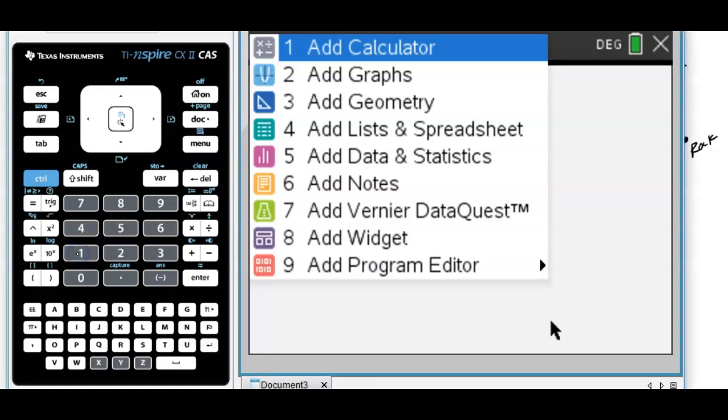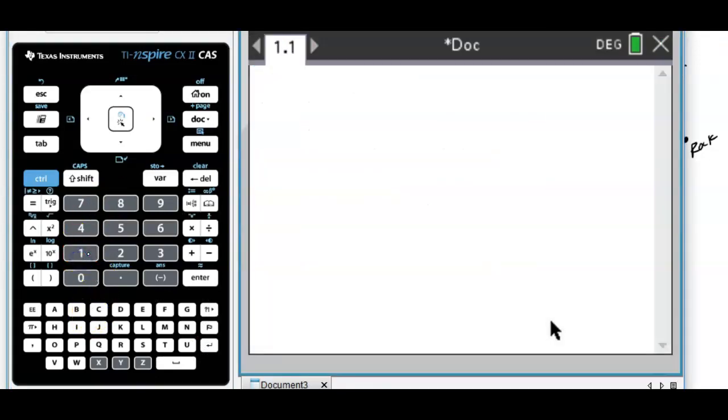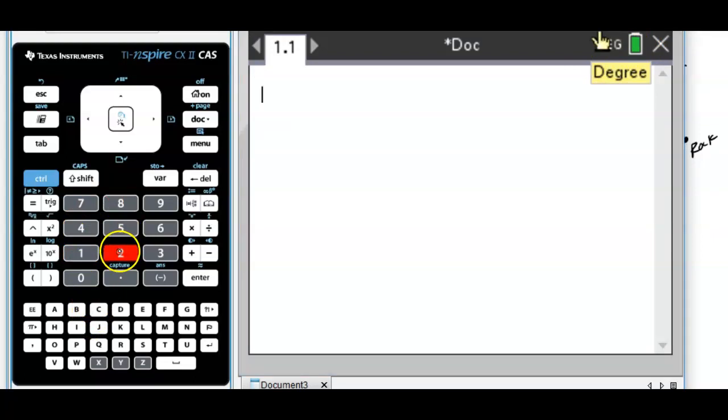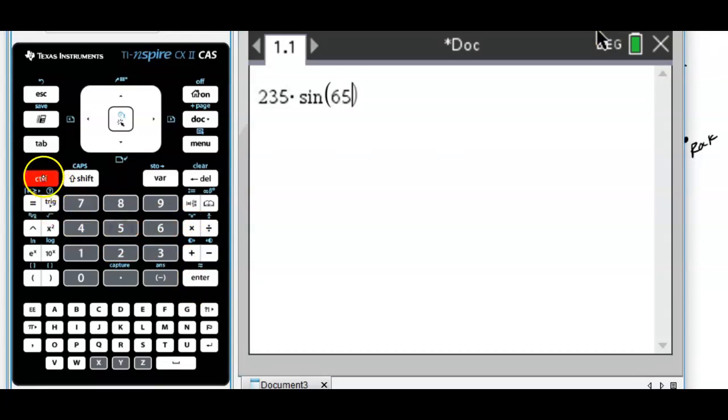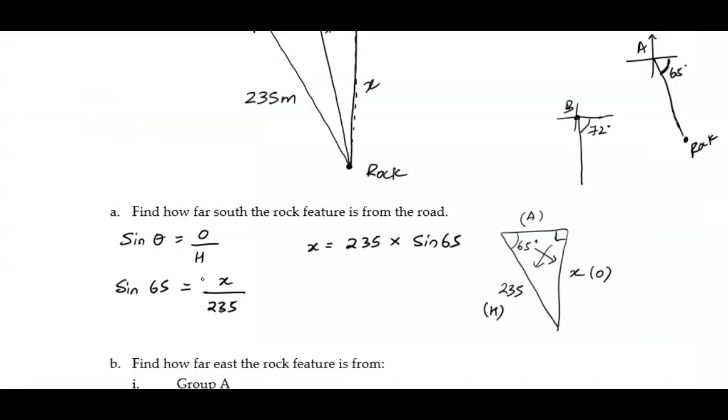So opening up a calculator page, right, we need to make sure that our settings is in degrees. So 235 times sine 65, control enter, gives me in decimals. So the distance for X is 212.98. So X is equal to 212.98. So that's the distance of the rock feature from the road in terms of how far south it is. So the rock feature is 212.98 meters south of the road.